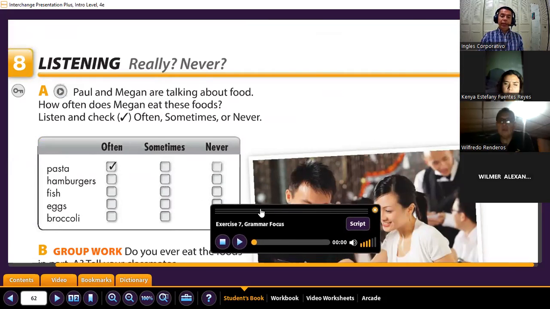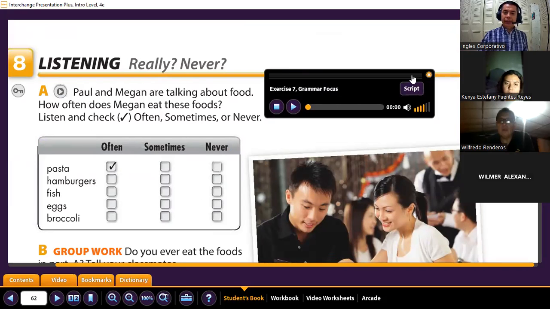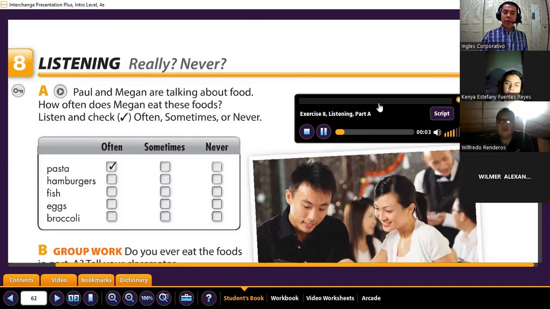Good. Now here we have Paul and Megan. They are talking about food, right? How often does Megan eat these foods? Listen and check, right? Ready? Listen, please. Page 62, exercise 8, listening. Part A. Paul and Megan are talking about food. How often does Megan eat these foods? Listen and check often, sometimes, or never.